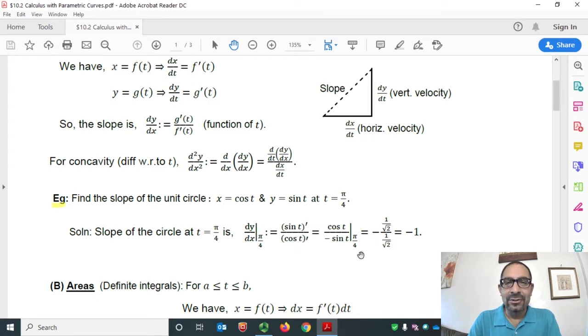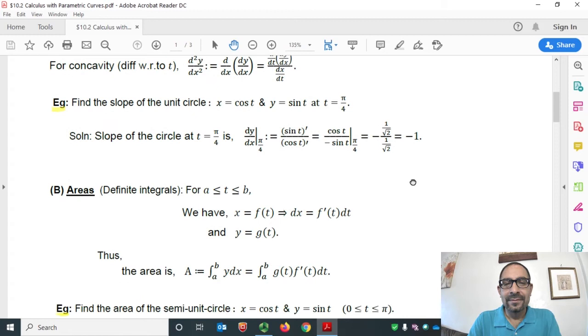We know the derivative of sine t is cosine t, and the derivative of cosine t is negative sine t. Evaluate at t equals pi/4. And in the next step, this minus is here. So cosine pi/4 is 1 over radical 2, and sine pi/4 is 1 over radical 2. So these numbers cancel out, and we only have negative 1. So the slope of the unit circle at t equals pi/4 turns out to be negative 1. Awesome. Now let's move on.